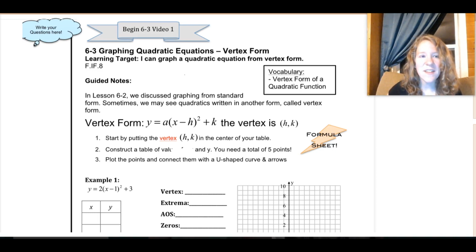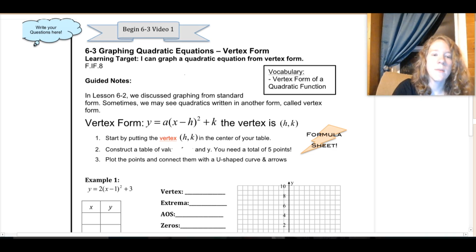Okay guys, so in the previous lesson, Mr. Thomas Wick showed you how to graph quadratics when they were in standard form. That is the most common form, and we've already graphed them from intercept form, which is when it's factored, back in Unit 5. In this lesson, I'm going to show you how to graph it from vertex form.